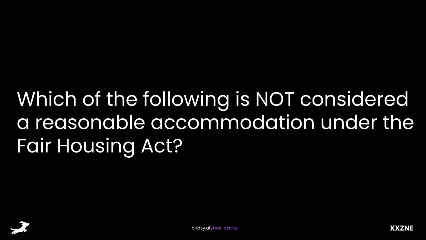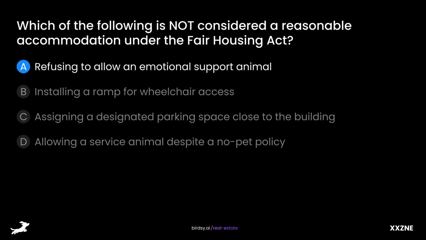Which of the following is not considered a reasonable accommodation under the Fair Housing Act? Is it A. Refusing to allow an emotional support animal? B. Installing a ramp for wheelchair access? C. Assigning a designated parking space close to the building? Or D. Allowing a service animal despite a no-pet policy? The answer is A. Refusing to allow an emotional support animal.